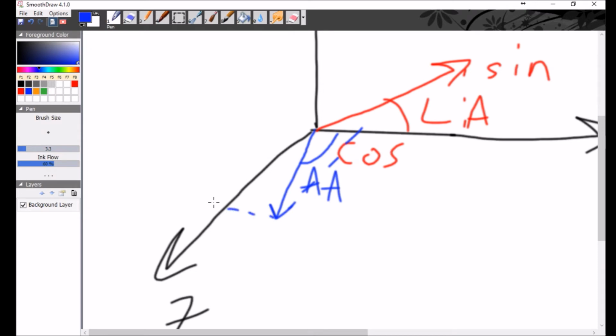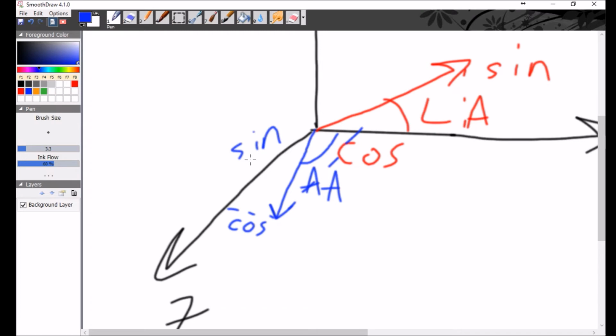Maybe that'll help. So what I can see here is that my X component is again the adjacent side. So the X component here, that's going to get the cosine of the approach angle. And the Z component is the opposite side, going along this side of the triangle. So that's going to get the sine.